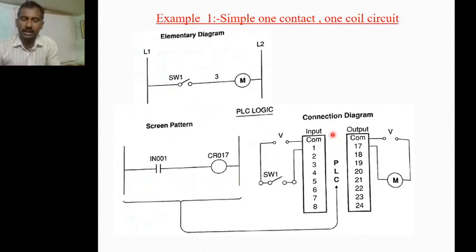This connection diagram represents how it will be applied to the PLC. This program will be present in the PLC CPU. On one side of the PLC CPU we have the input module and on the other side we have the output module. Input devices are connected to the input module and the output devices are connected to the output module. Here the input device is an analog switch, and the output device is the motor. So this is the first example.